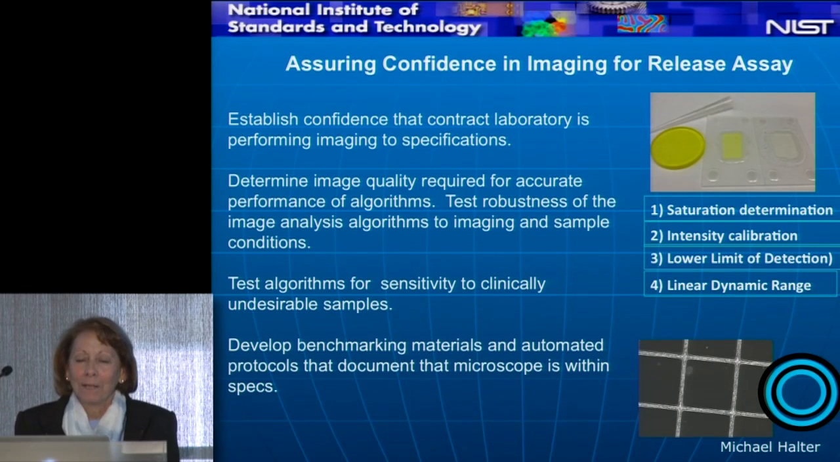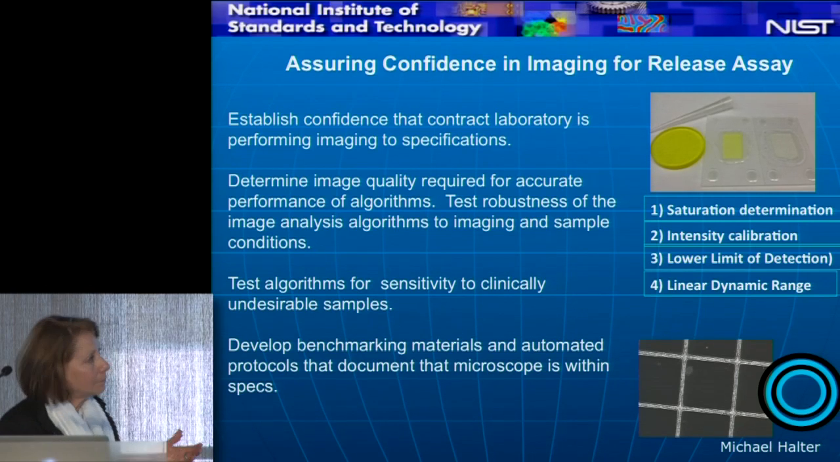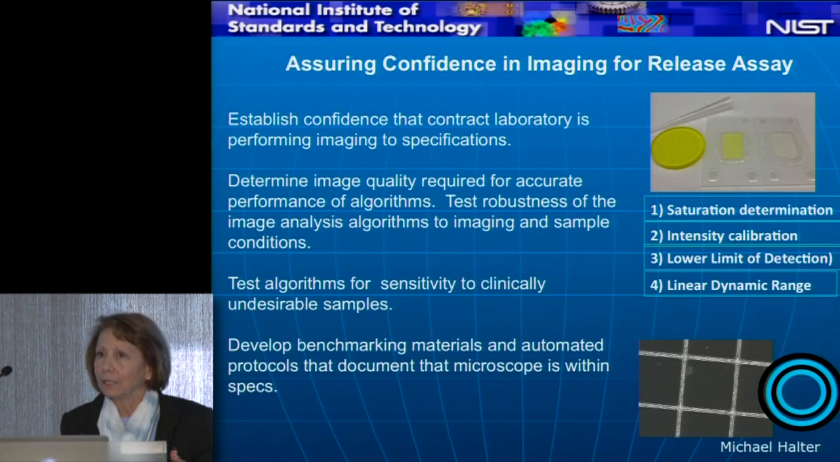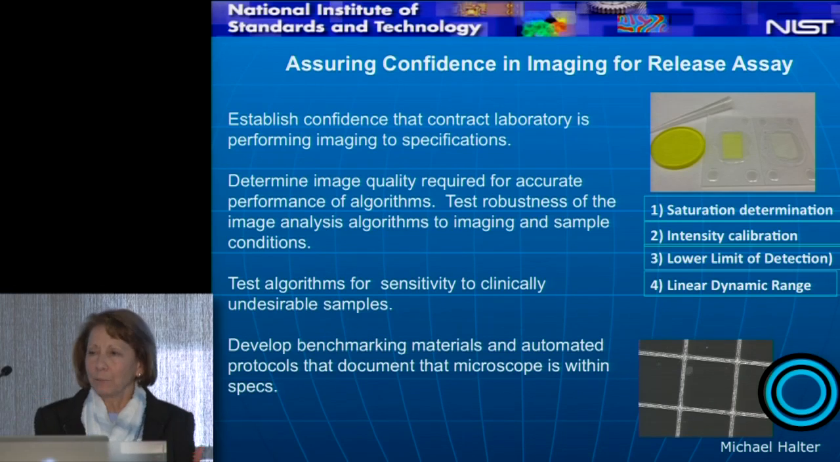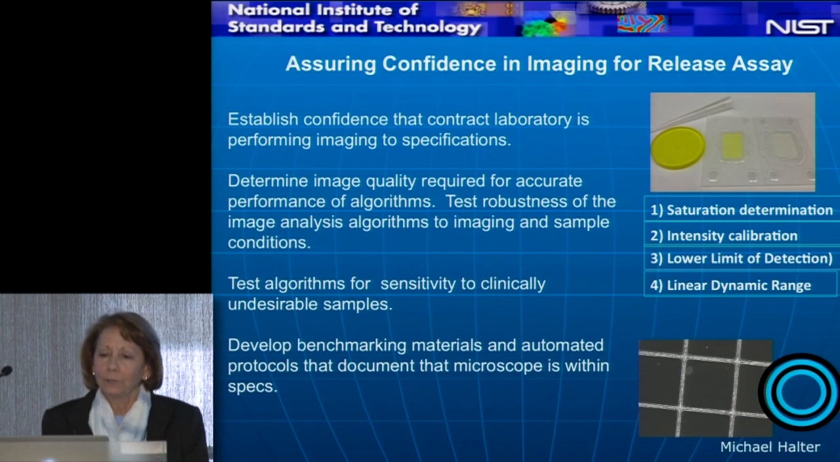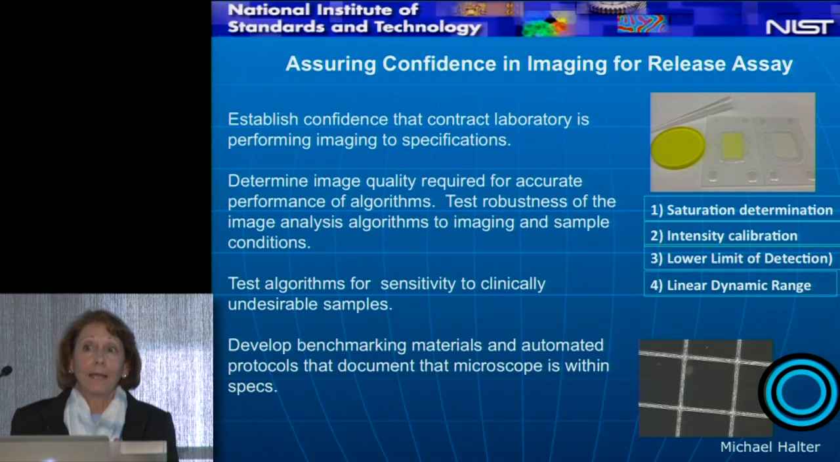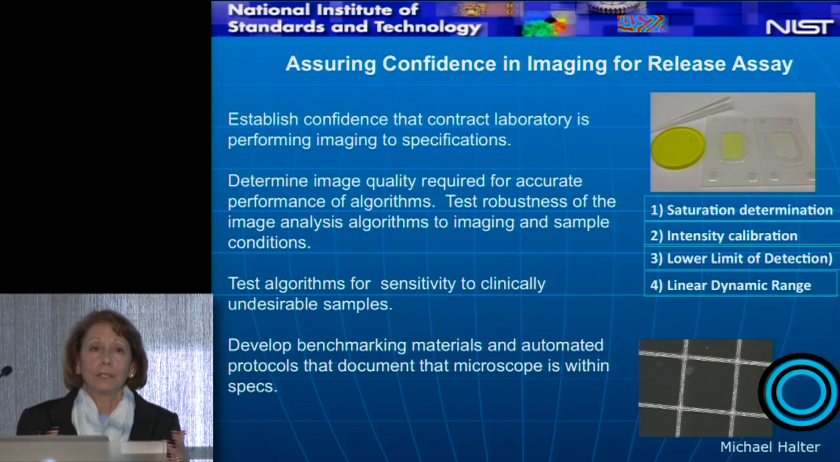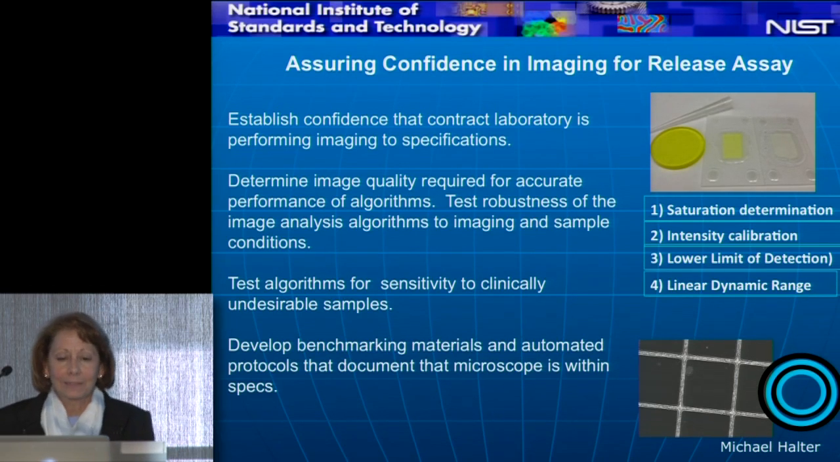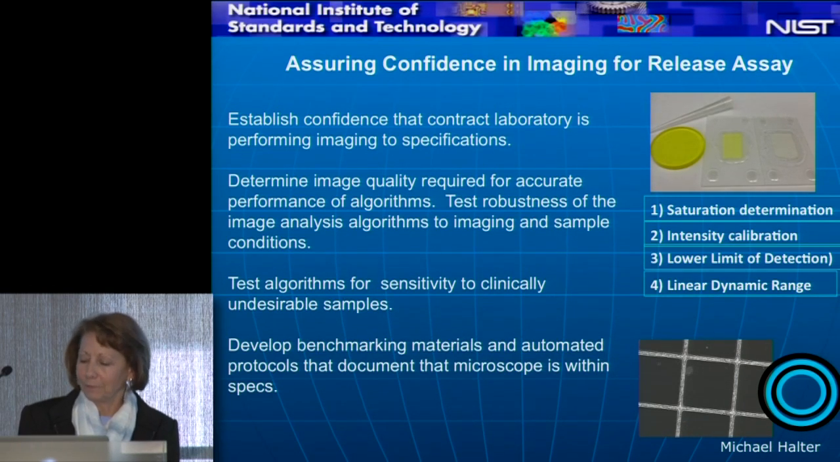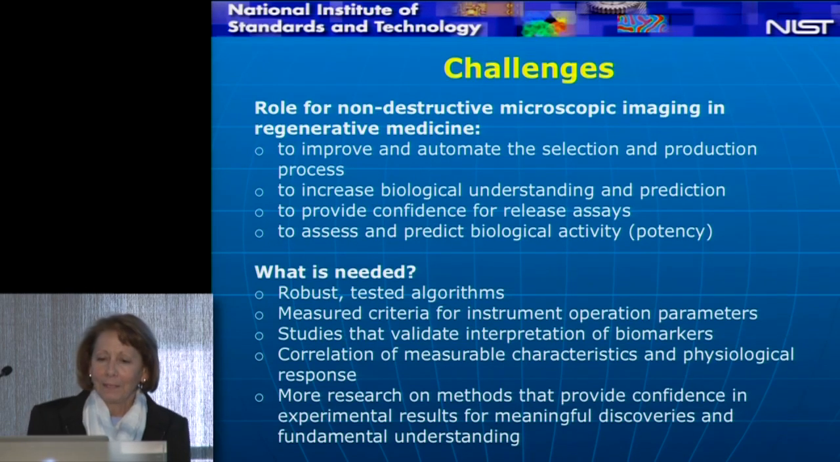And so, by having protocols that are automated, for example, to test the microscope and to provide assurance that the quality of the image is the quality that you need for doing this analysis robustly, that will provide the documentation chain and also the assurance that one can trust the data that are coming out of even a contract laboratory that you don't have direct control over. So that's the challenge and hope of that ongoing work.